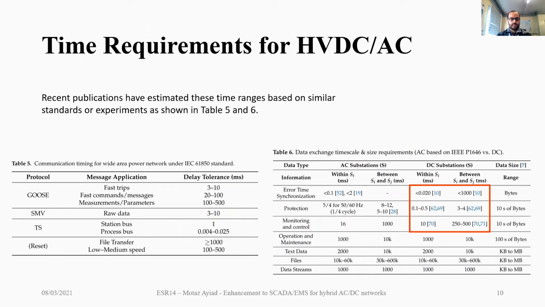Time requirement is a critical challenge that comes with the HVDC integration. Many publications suggest that we use the IEC 61850 and the IEEE 1646 as standards for the DC side as they are for the AC side. However, many experimental publications suggest otherwise, as we can see in Table 6 in the highlighted part.